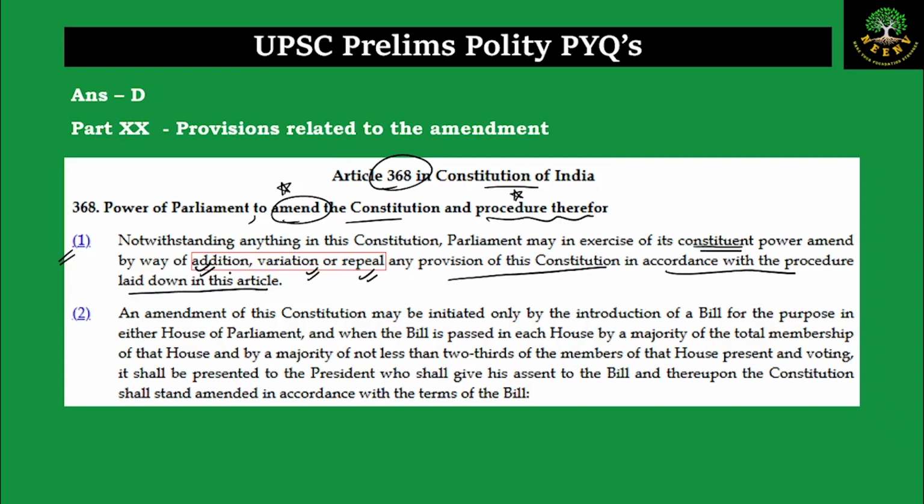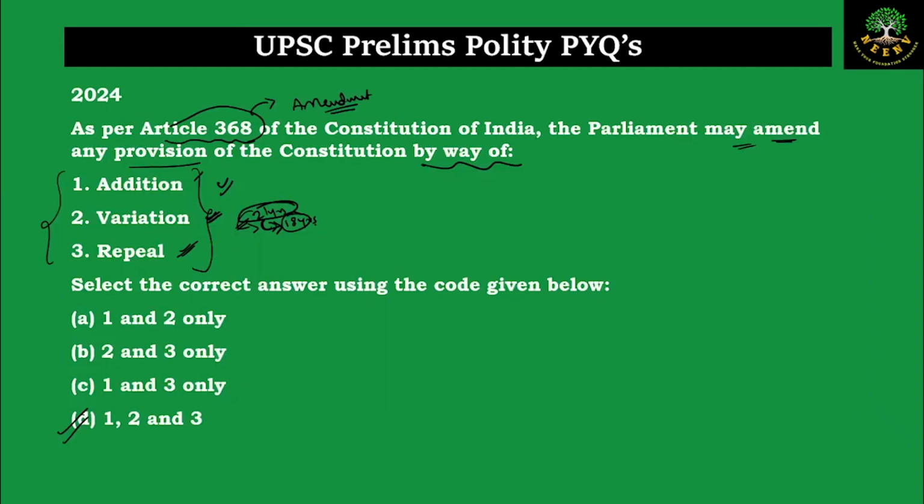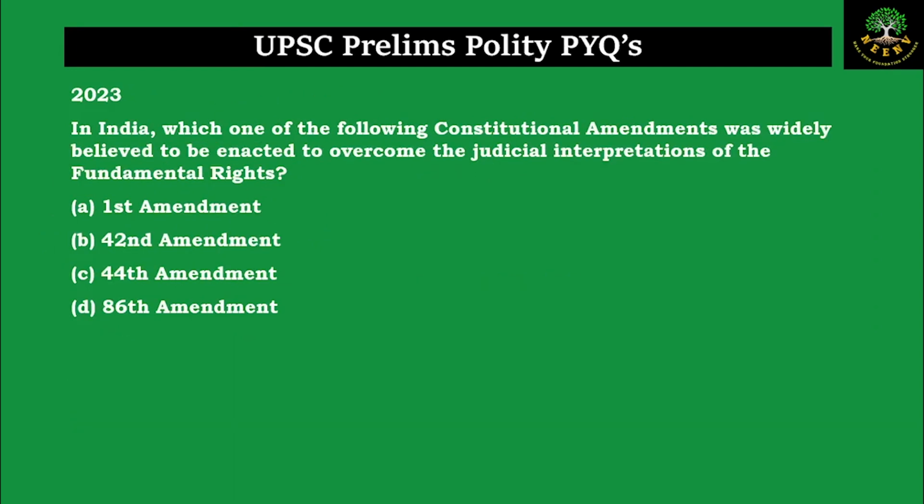So if you can see clearly, the words addition, variation, and repeal have been lifted from the bare act. That is why I suggest most of the time to my students to read the bare act at least once, so that you get habituated to the language of the Constitution. So the correct words are all of them, 1, 2 and 3. Answer is D. Let us discuss the next question.